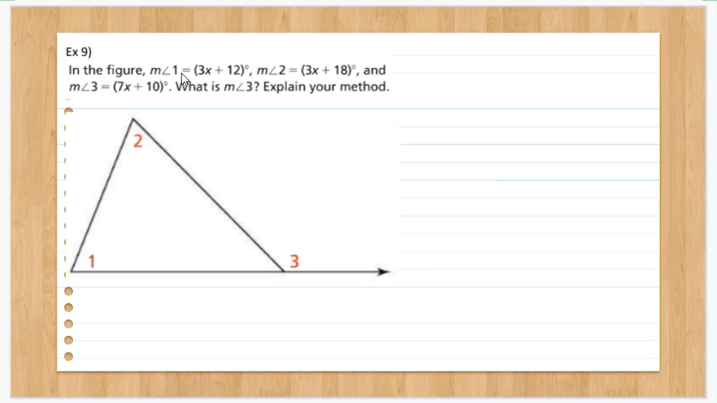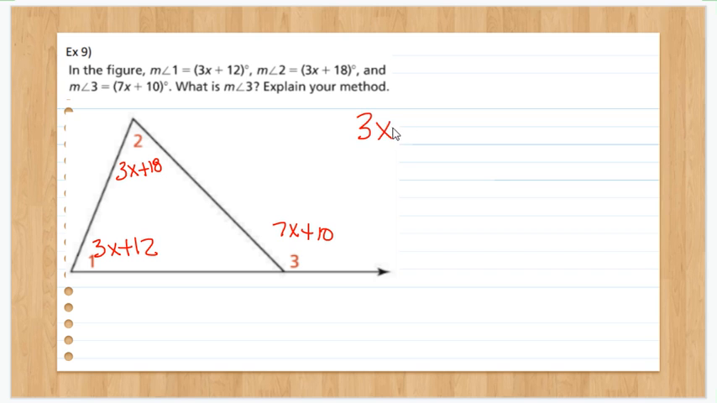All right, it says, in this figure, the measure of angle 1 is 3x plus 12, so right here, I'm going to write 3x plus 12 for angle 1. Angle 2 is 3x plus 18, so I'm going to write that here where angle 2 is, and angle 3 on this outside is 7x plus 10. All right, so this is an exterior angle, and then we're given the 2 on the inside that are the remote interiors. So what's the relationship? We know that these 2 added together are going to equal this exterior one.